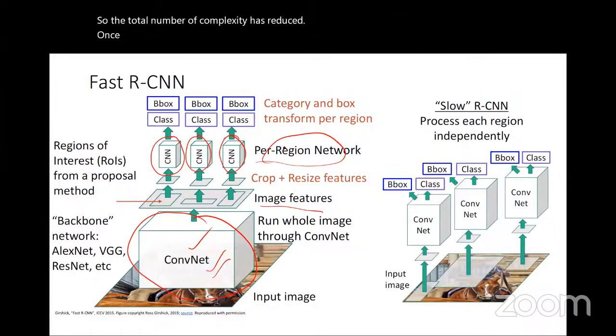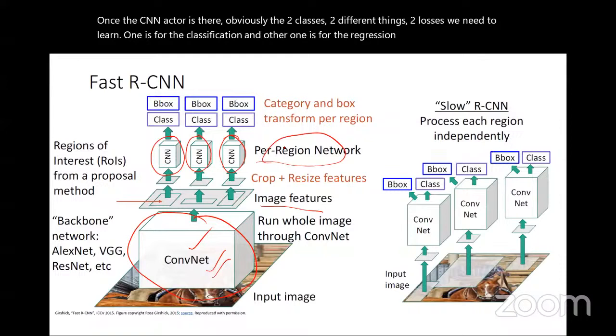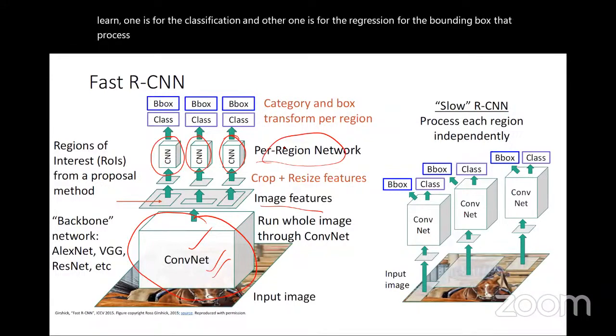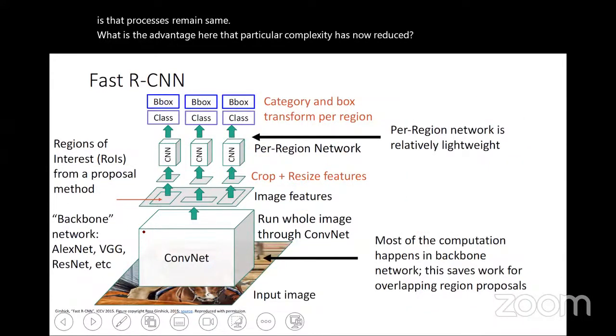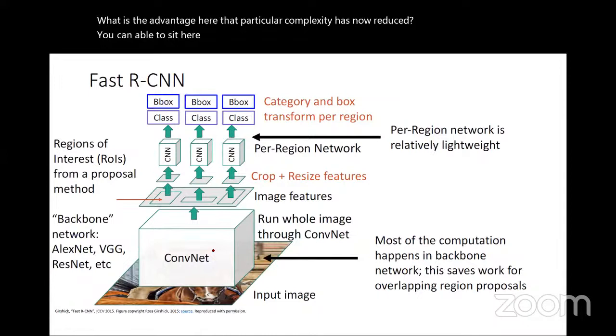Once the CNN architecture is there, obviously we need to learn two different things, two losses. One is for the classification, another is for the regression of the bounding box. That procedure remains the same. What is the advantage here? That particular complexity has now reduced. As you can see here, most of the computation happens in this particular backbone.